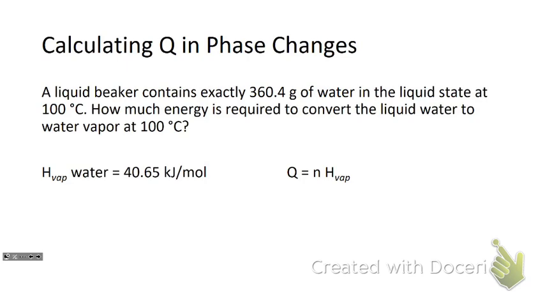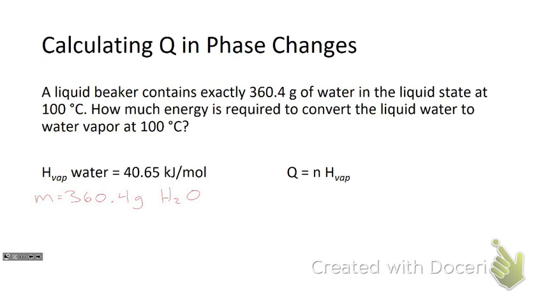So, here we go. A liquid beaker containing 360.4 grams of water. Now, is that my n? Is that in moles? No, it's in grams, right? So we're going to need to fix that. So where do I want to do that? Let's go right here. So mass is 360.4 grams, and this is of H2O. So let's go ahead and calculate the amount of moles that we have first.